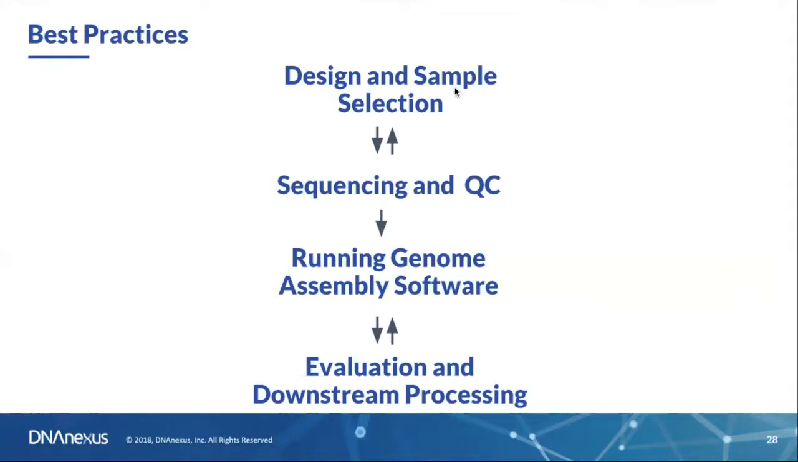Also, this is not a straightforward process. This has to be iterative sometimes. For example, if after you choose your sample and do some sequencing, you find that this sample is not high quality, then you might have to change the sample. And also after you do genome assembly, you might have to do several rounds of evaluation to figure out and get a better genome.